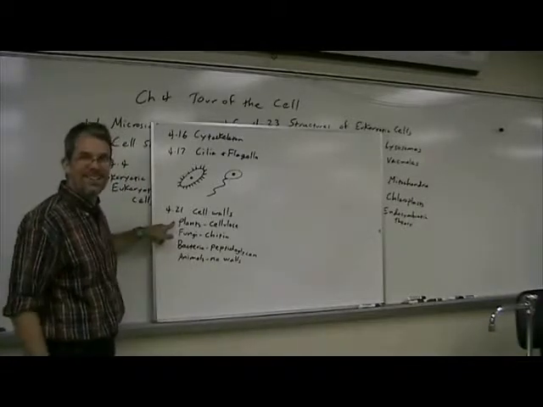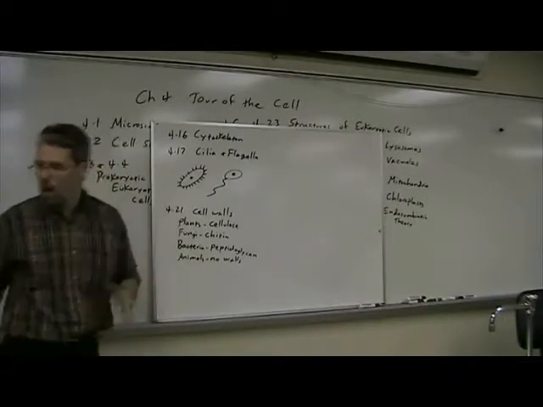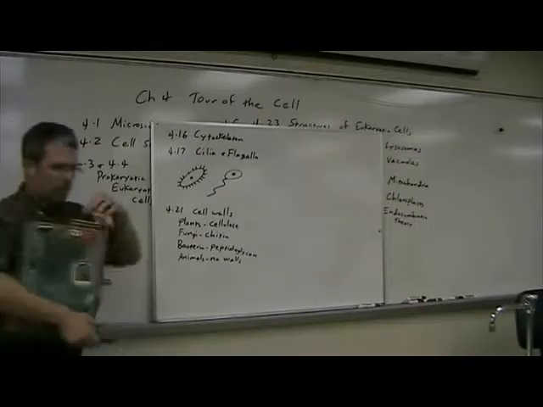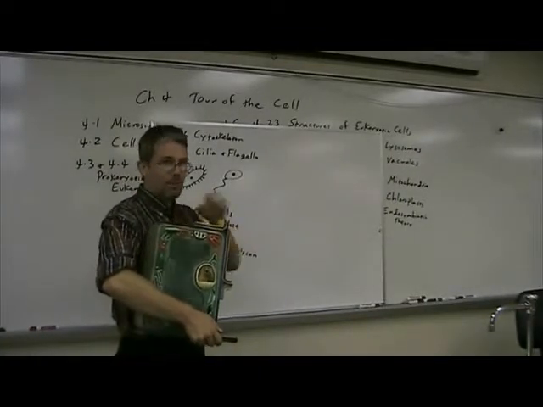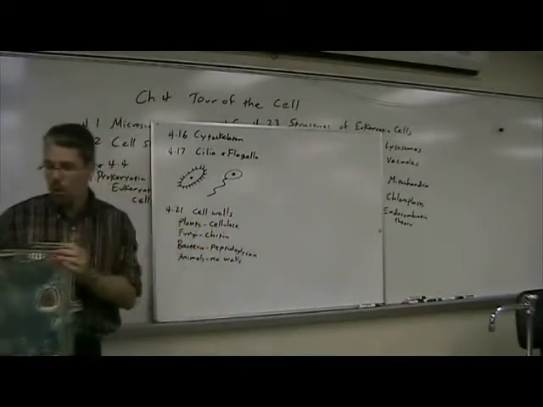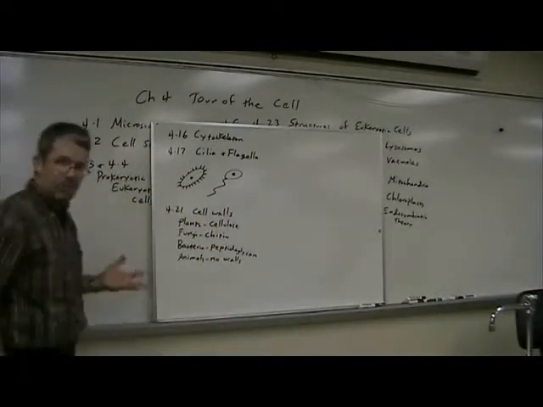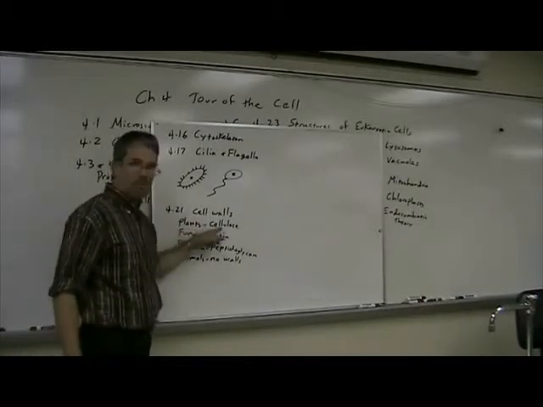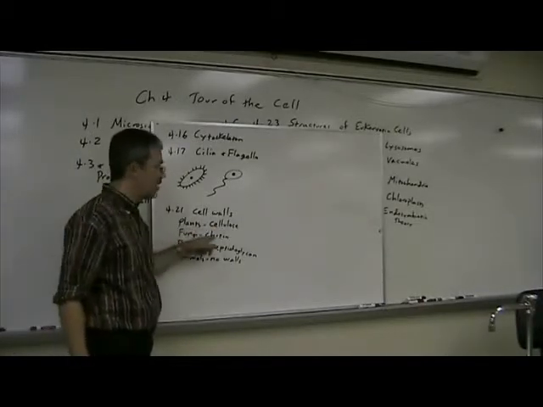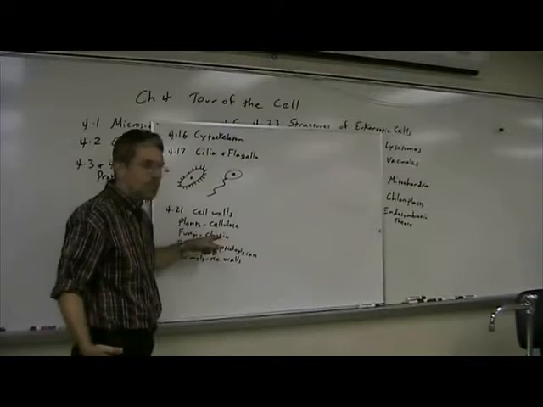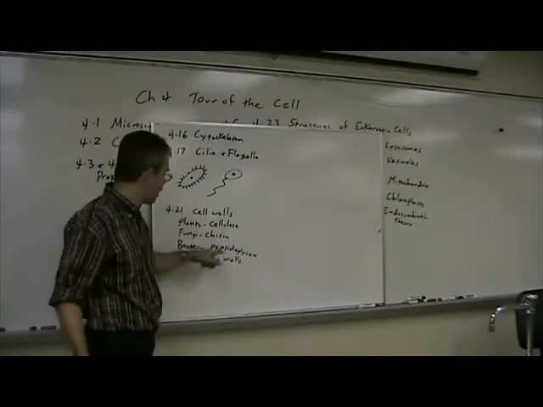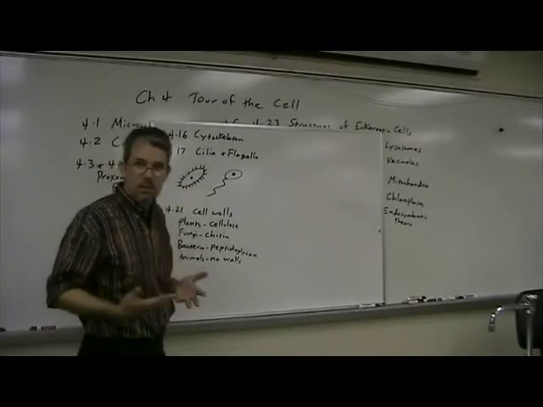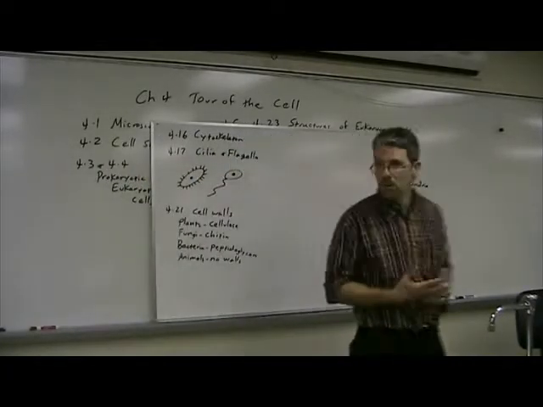Now, some cells, such as plant cells, have cell walls. A cell wall is a rigid structure that is outside of the main cell or main plasma membrane. Now, the cell walls are made of different things in different organisms. The cell walls of plants are made of cellulose. The cell walls of fungi are made of chitin, different substance. The cell walls of bacteria are made of peptidoglycan, a little bit different substance. However, animals do not have cell walls, and neither do most protozoans.